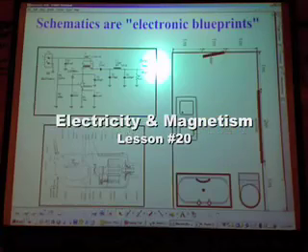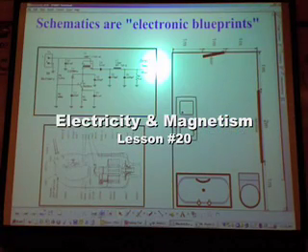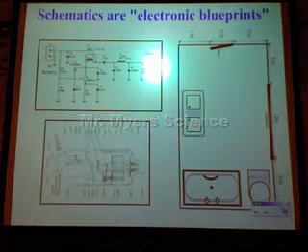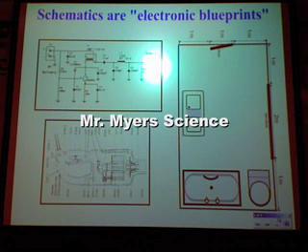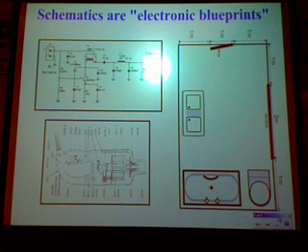Now, let's look at what a schematic is. Let's start with something you already know. Let's start with a blueprint. Some of you may have seen a blueprint. Some of you may have seen something you thought was a blueprint that really wasn't.